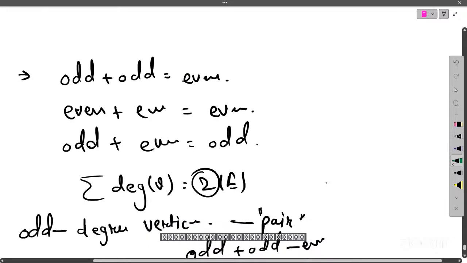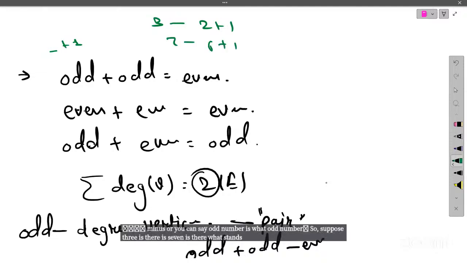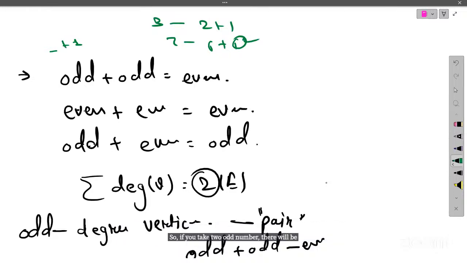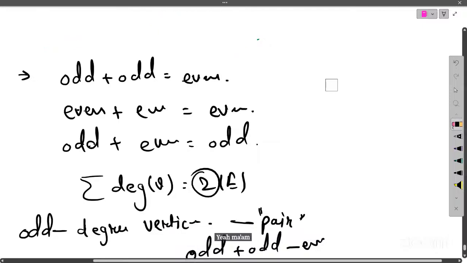See, odd number is what? Odd number means some even number plus 1. Suppose 3 is there, so what is 3? 2 plus 1. 7 is there, what is 7? 6 plus 1. So if you take two odd numbers, there will be two plus 1s. Even plus even is even, so these two plus 1s will again become even. Yeah, that's what I am saying.